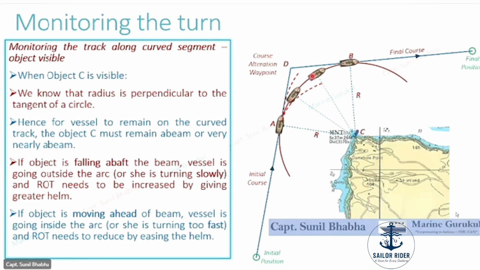Ensure that the lighthouse remains abeam till the time you reach your final course, that is at Point Bravo. After Point Bravo, the curved path is completed and the vessel starts to move on the final course on a straight line track. This is execution as well as monitoring of the turn when we have a visible object available at the center of our turn.